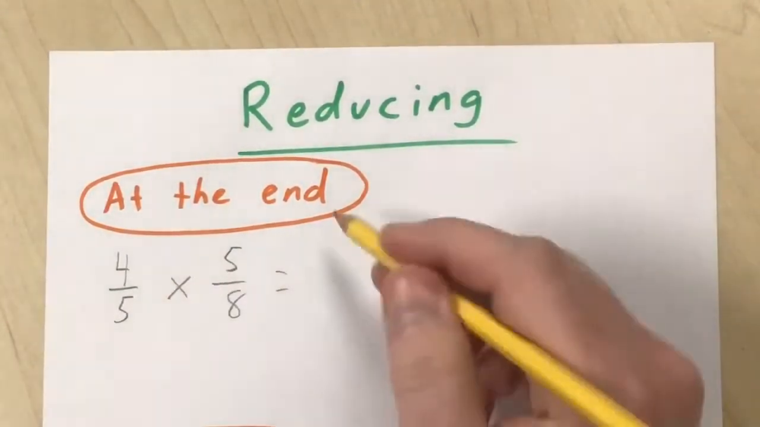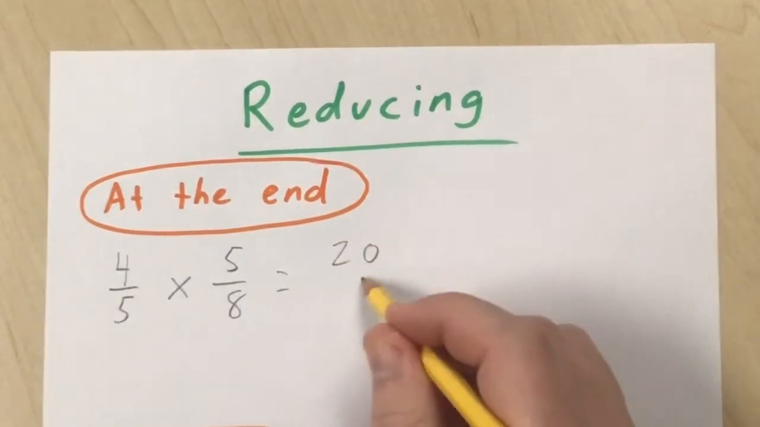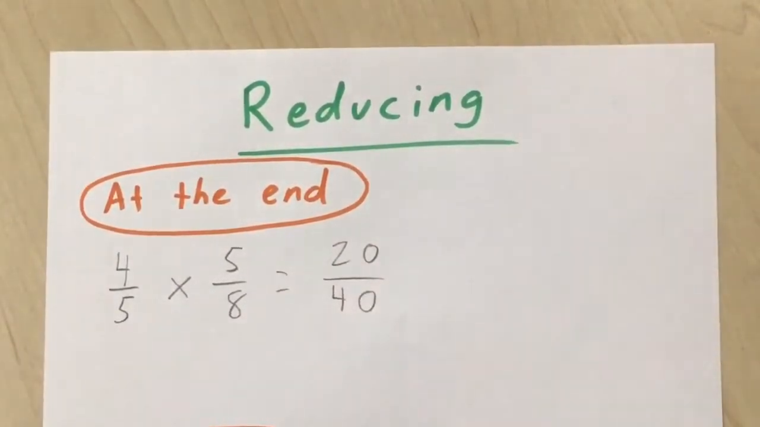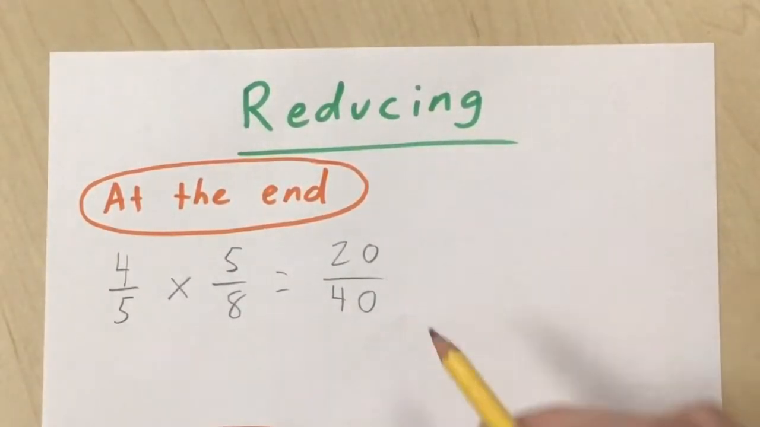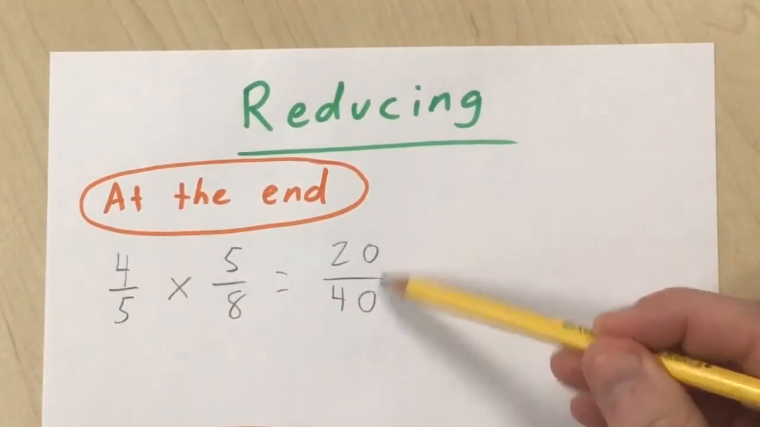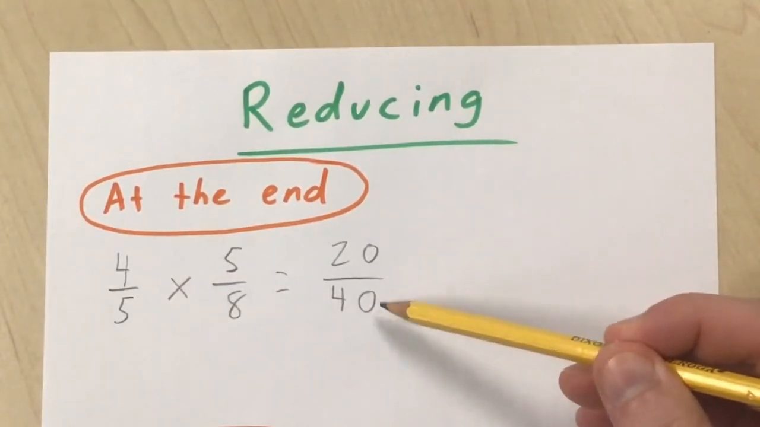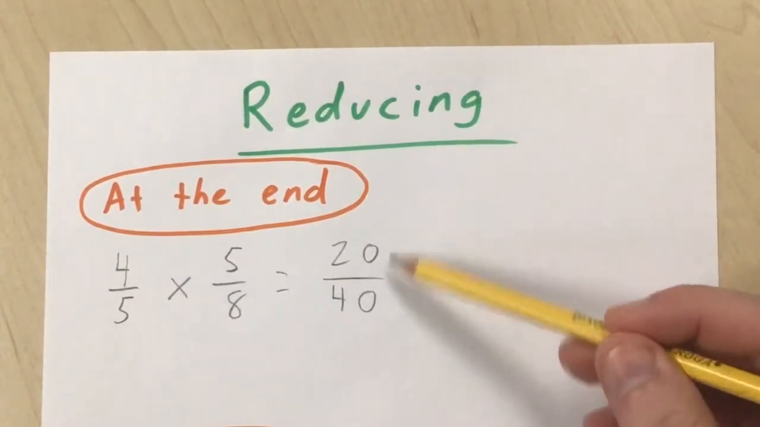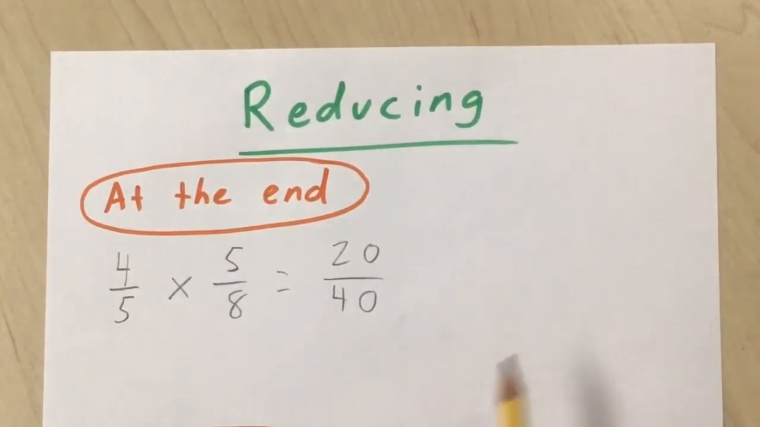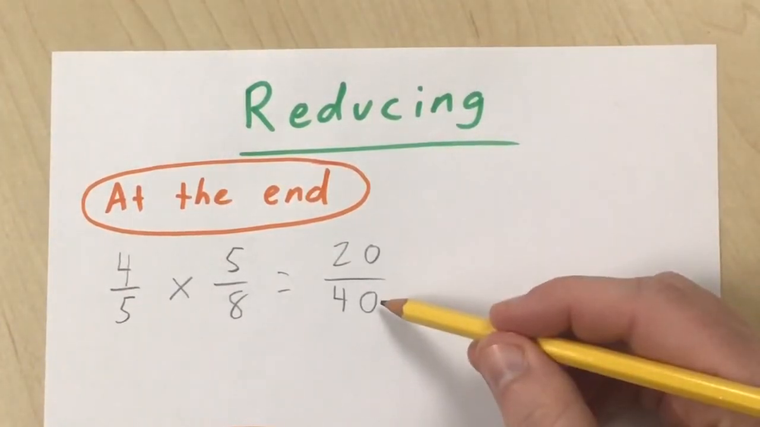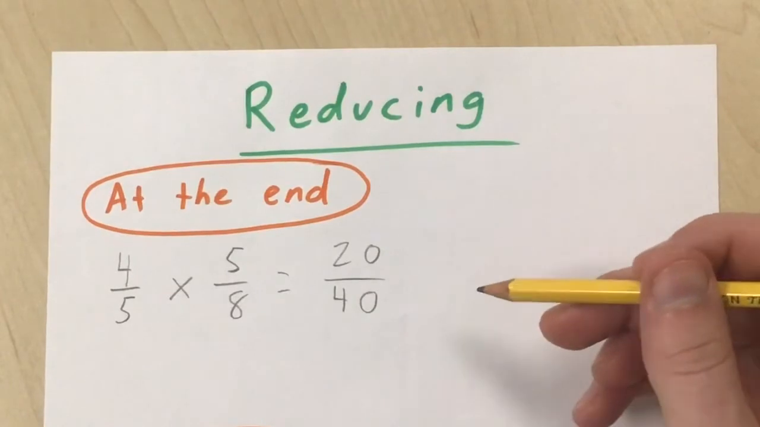Top times top, 20. Bottom times bottom, 40. At this point, you would need to look at these 2 fractions and think, what can divide both the top and the bottom? If we divide both of these by the same number, it doesn't change the value of the fraction. All it does is change what the fraction looks like. In this case, you should be able to tell that 20 is half of 40. So the answer would be 1/2.